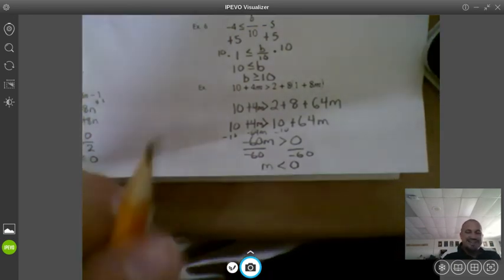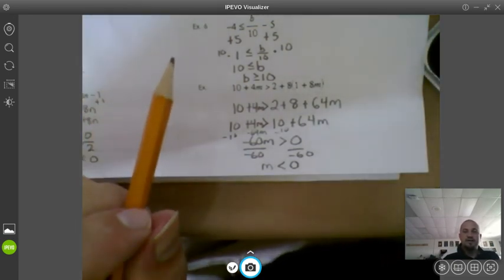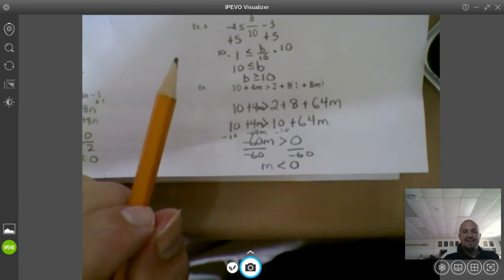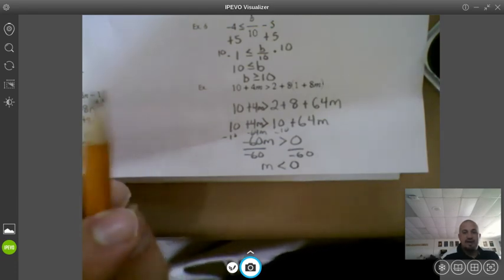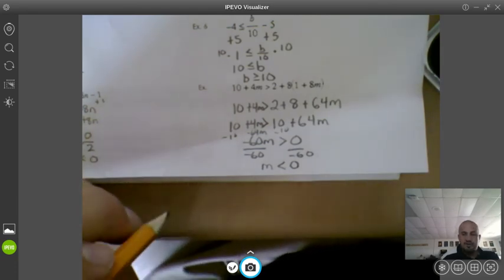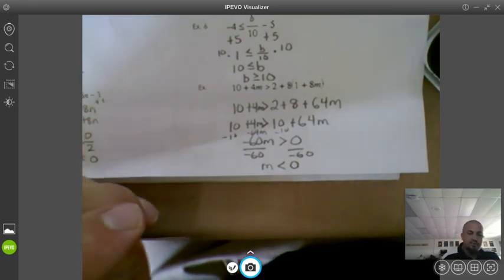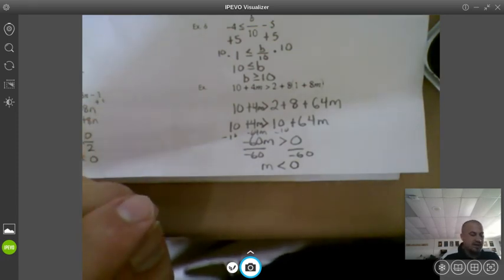So that is inequalities. So that's solving inequalities. The next section in Math 3 is absolute value inequalities. So this kind of sets you up to work through some absolute value inequalities.